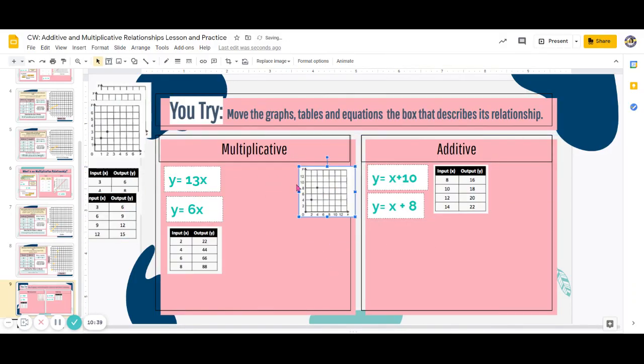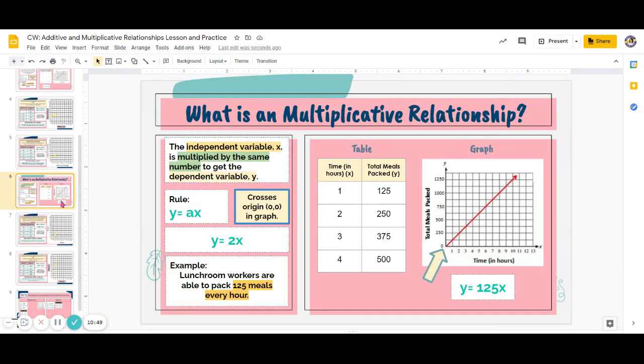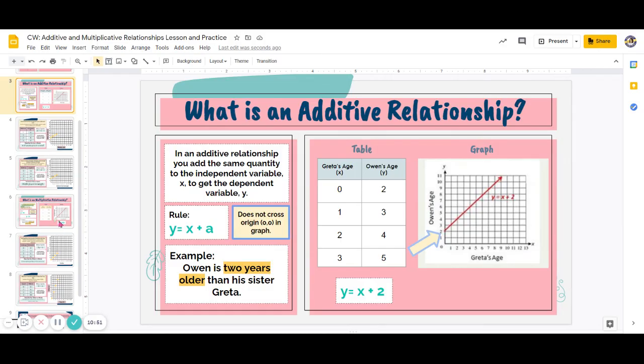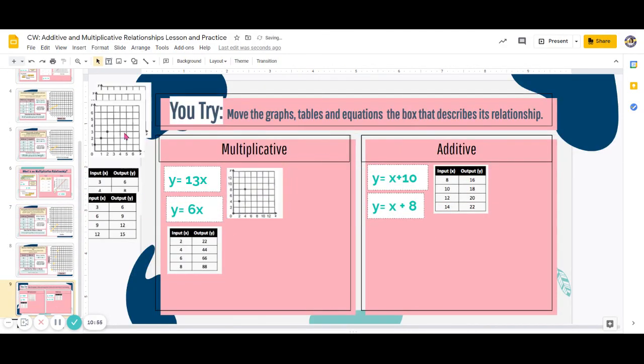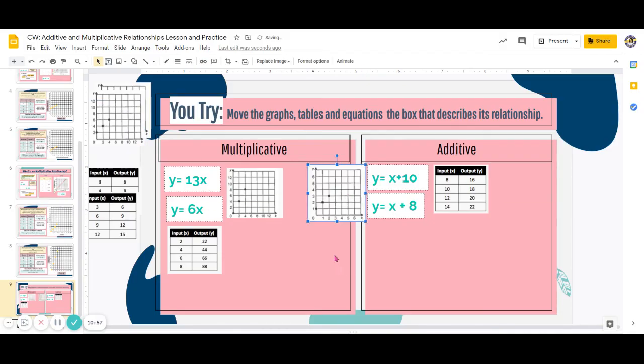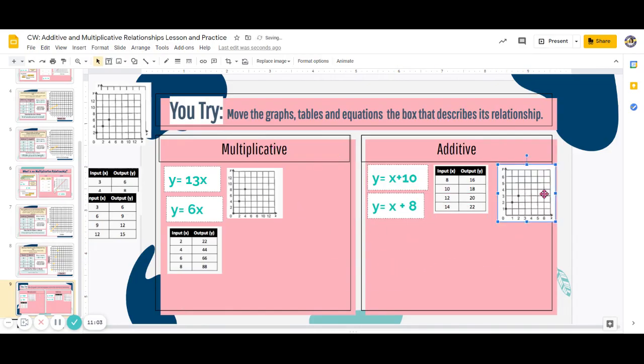All right, let's look at the graph. Okay, looking at the dots, where does it start? Okay, this one starts at 0. We want to see which relationship starts at 0. Multiplicative, additive. All right, looks like multiplicative starts at 0. That's what we want. Let's look at this one. Does this one start at 0? No, it doesn't. We know multiplicative starts at 0, so this would have to be additive. Okay? All right.